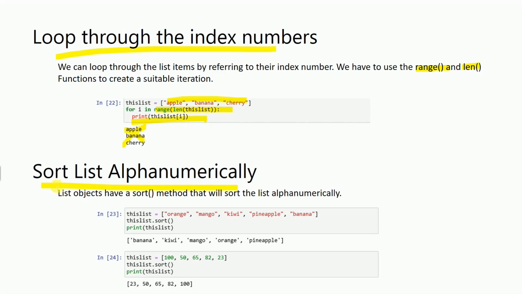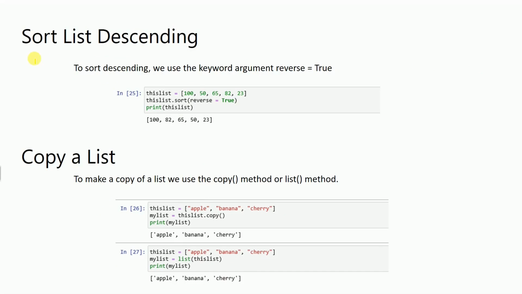How can we sort the list in alphanumeric order? List objects have a sort method that will sort the list alphanumerically. Here the list values are strings, so when we use the sort method, it is sorted in alphabetic order. In this case, these are digits, so it is sorted in numeric order. How can we sort the list in descending order? To sort the list in descending order, we use the keyword argument reverse equal to true. So we just put the argument, and after that we find out that the list is in reverse order.